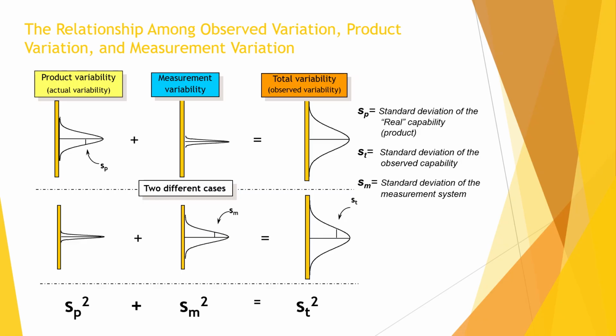Let's look at the relationship between the observed variation, the product variation, and the measurement variation. So here it goes. Product variability, which is the actual variation, plus the measurement variability, that includes the total variability, observed variability. SP stands for standard deviation of the real capability. ST stands for the standard deviation of the observed capability. And SM is the standard deviation of the measurement system.